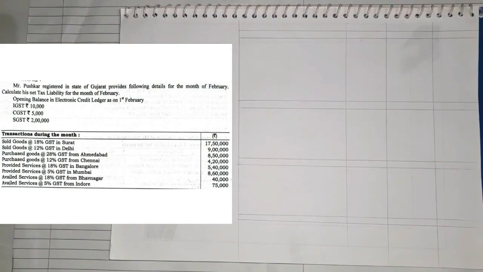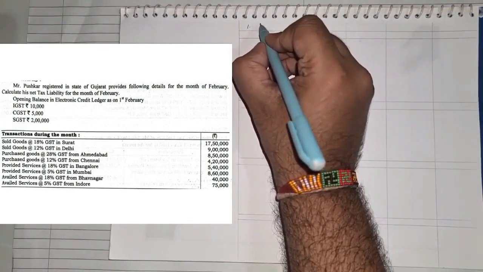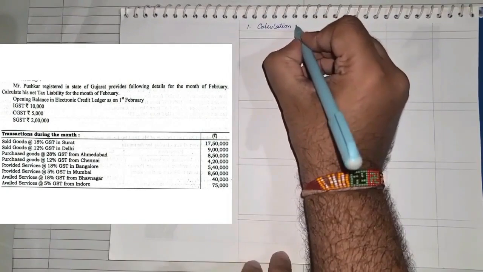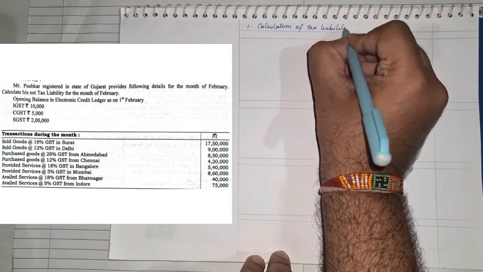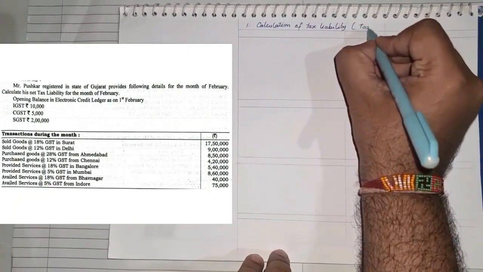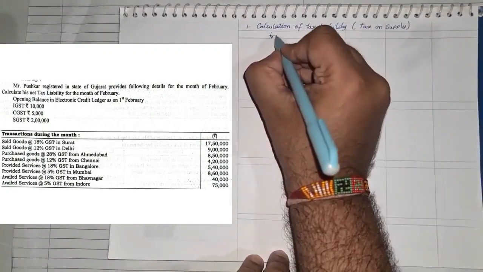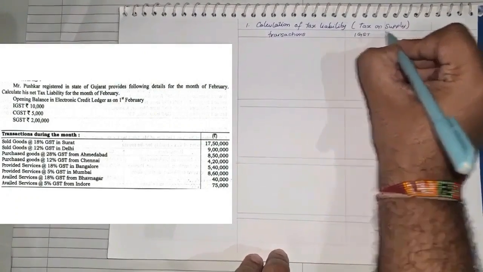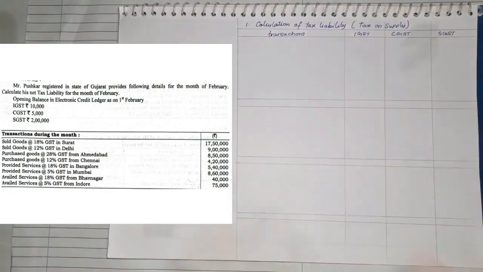Now, in the same way, we will start with our sum. Step number 1, the heading for the first thing will always be calculation of tax liability. This is basically where we are finding tax on supply. We'll have columns as transactions, IGST, CGST and SGST, in the normal way.